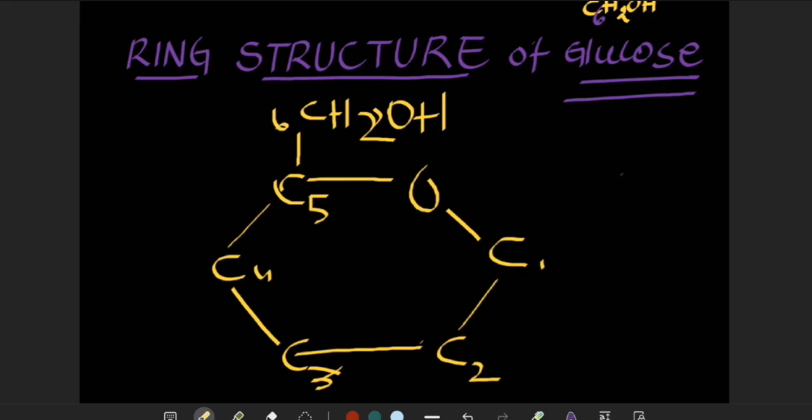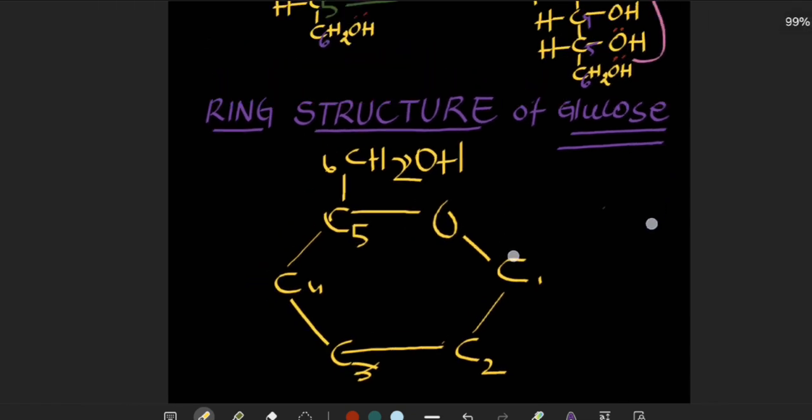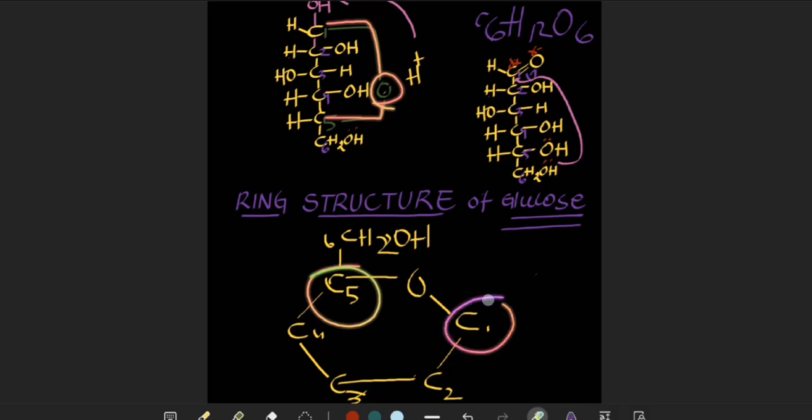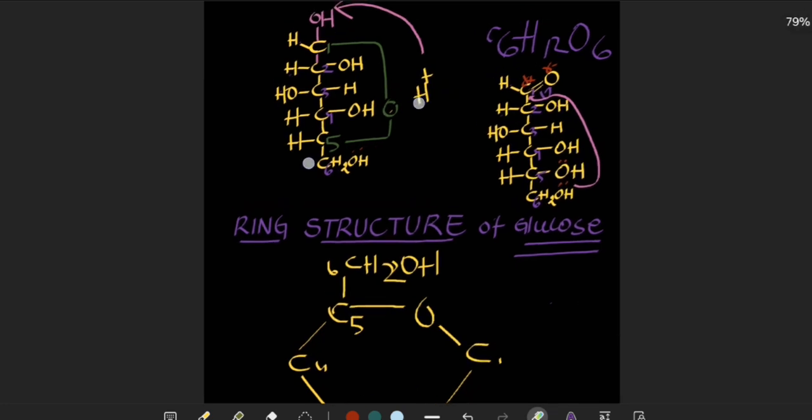Now let us try to draw the OH and the H structures properly. So let us see in carbon number 1, we already know carbon 1 was attached to this oxygen, and then carbon 5 was also attached to this oxygen. So as you can see over here, carbon 5 and carbon 1 are attached to this oxygen, right? So we're going to number from carbon 1. So carbon 1 has an OH group and an H group attached to it, right?